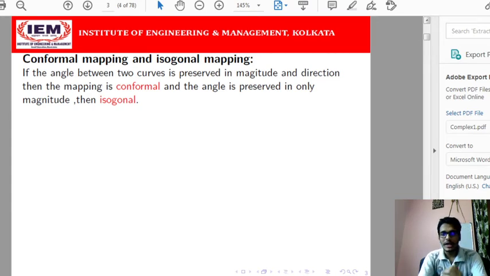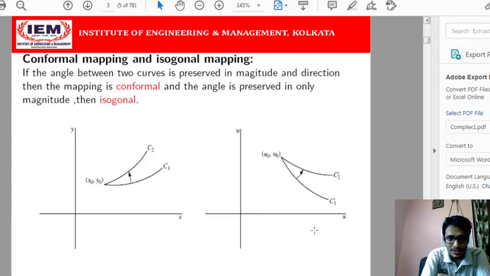Then I will discuss the different sorts of mapping that we can define in the complex plane. One mapping is called the conformal mapping, another is called the isogonal mapping. So what do we mean by the conformal mapping? Let's say in the z plane we take two curves, because as I told earlier, if I vary the value of z, by joining them I can get an equation of a curve. That curve can be a 2 dimensional curve, so curve generally represents a 2 dimensional geometrical figure.